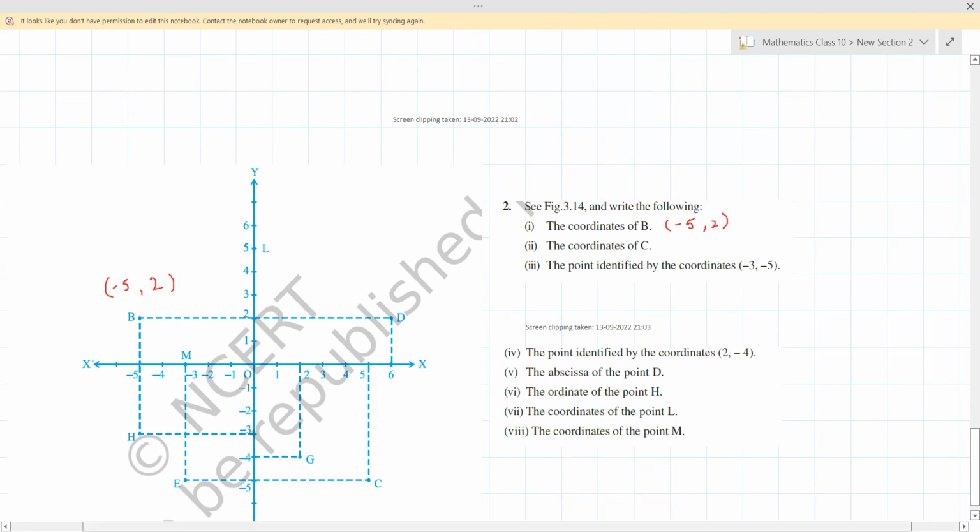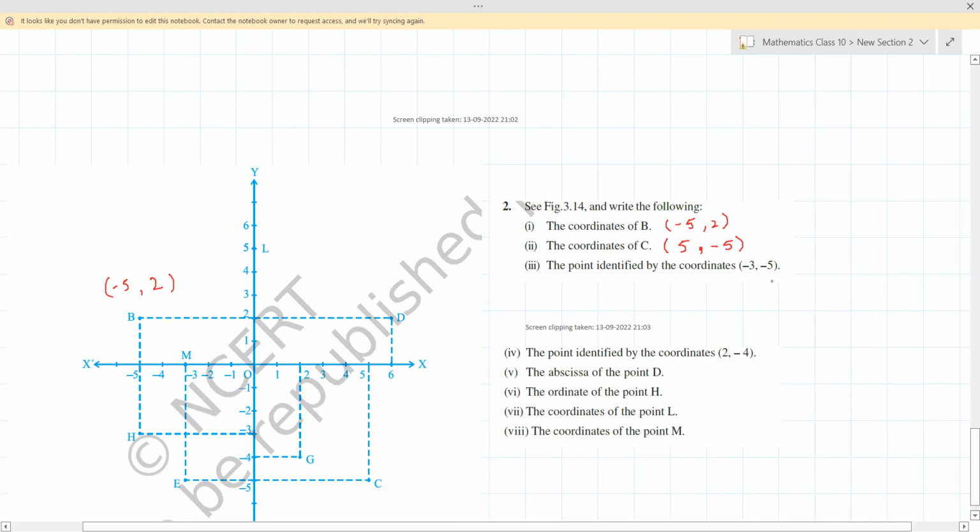Now, who will tell me the coordinates of point C? Zeba, you tell me. For the y-axis, it's -5. No. First for the x-axis, always. For the x, it's +5. And for the y, it's -5. Good.